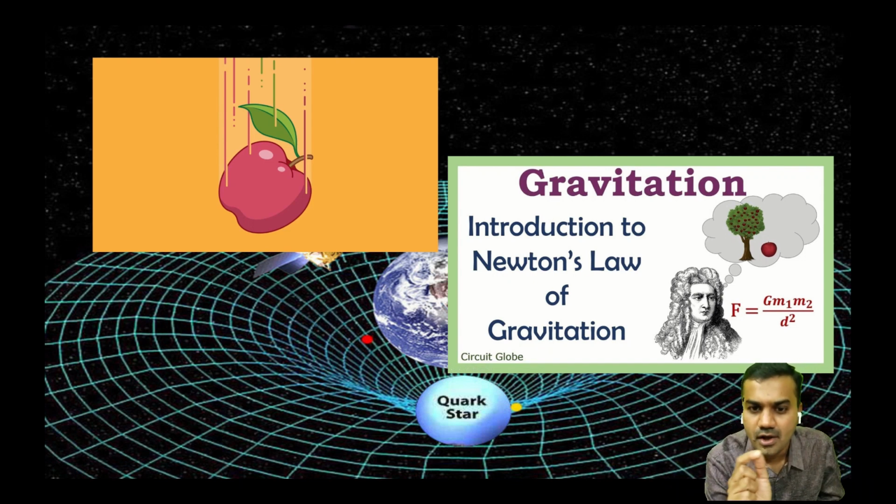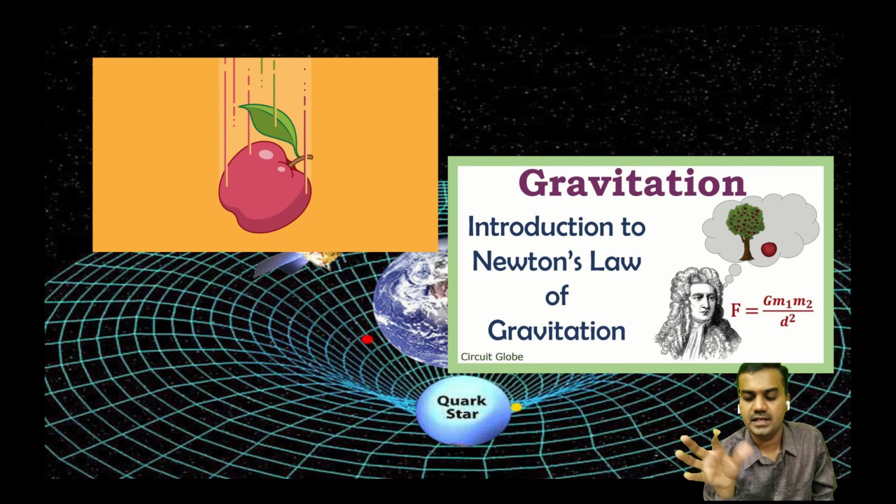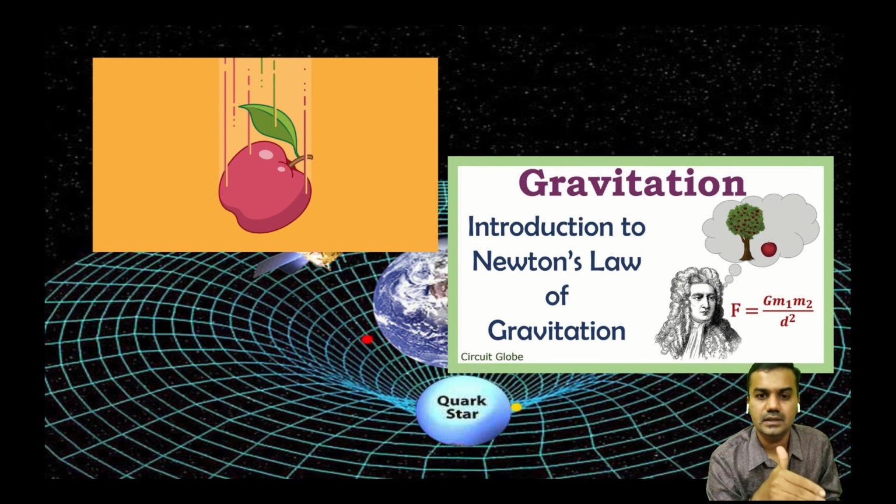He has given a law, and finally he has written that law in a mathematical form, that is F is equal to G into M1 into M2 divided by r square. Finally we call that law Newton's law of gravitation. So Newton's law of gravitation is nothing but a best example of physical laws.